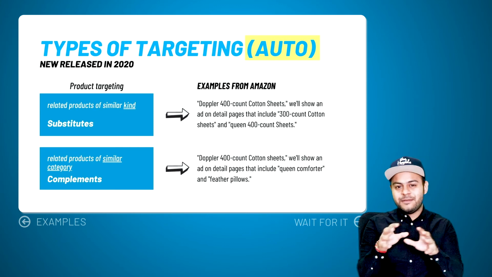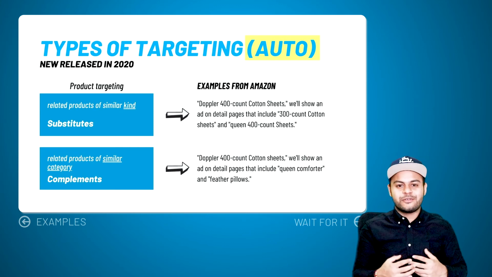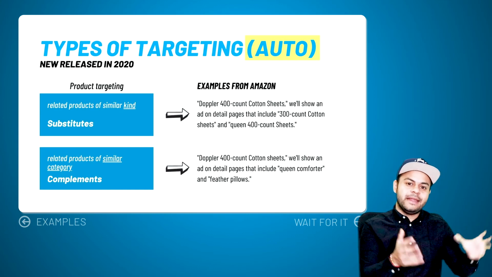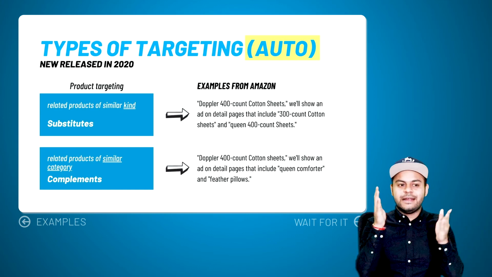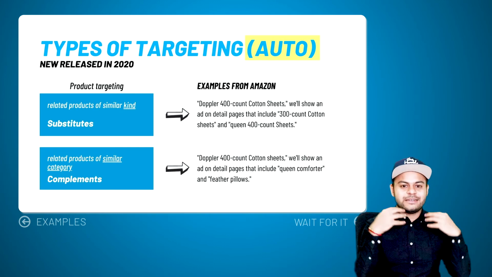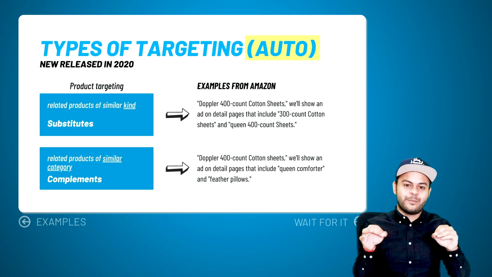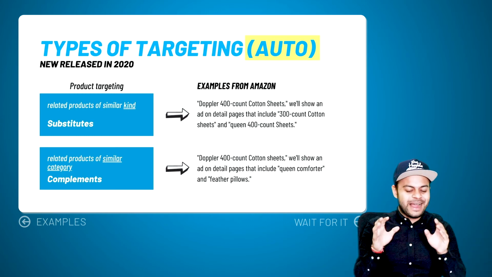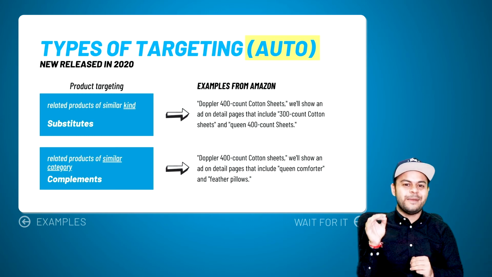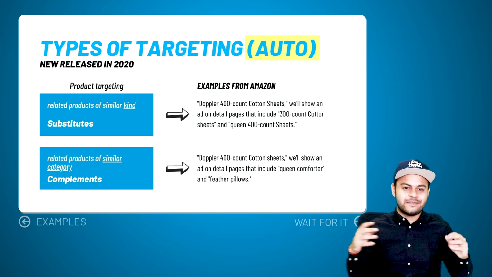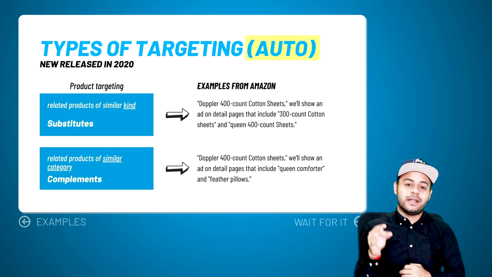Now, you might be confused about what this 400 count is, right? If you haven't ever dealt with the bedding category, this is basically the density of threads in a bed sheet, okay? Because I started selling on Amazon with this kind of product back in 2013, I have a very good understanding of this, but I think as per Amazon, this is a very bad example because a lot of people might get confused with this 400 or the numeral term that Amazon is giving in their examples.